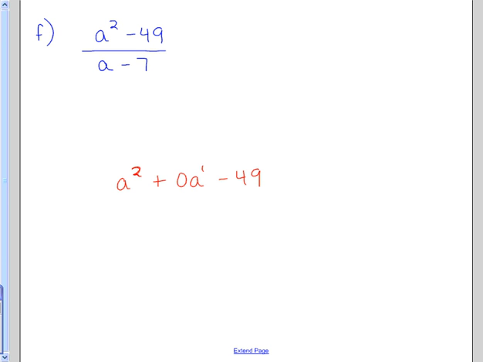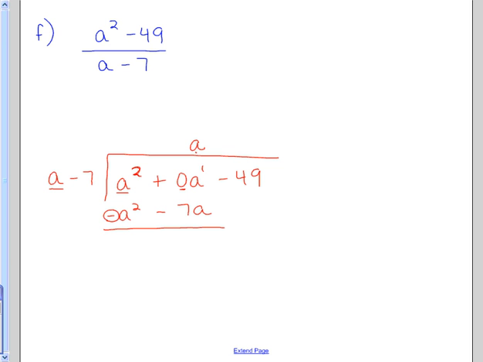So now when I work my problem, I would have a minus 7 divided into a squared plus 0a minus 49. And so when I divide and say a into a squared, what times a gives me a squared would be a. If I didn't have this 0a right here, I wouldn't have a place to put that a. Okay, so that's why we have to have that placeholder. Multiply a times a would be a squared. A times negative 7 is negative 7a.